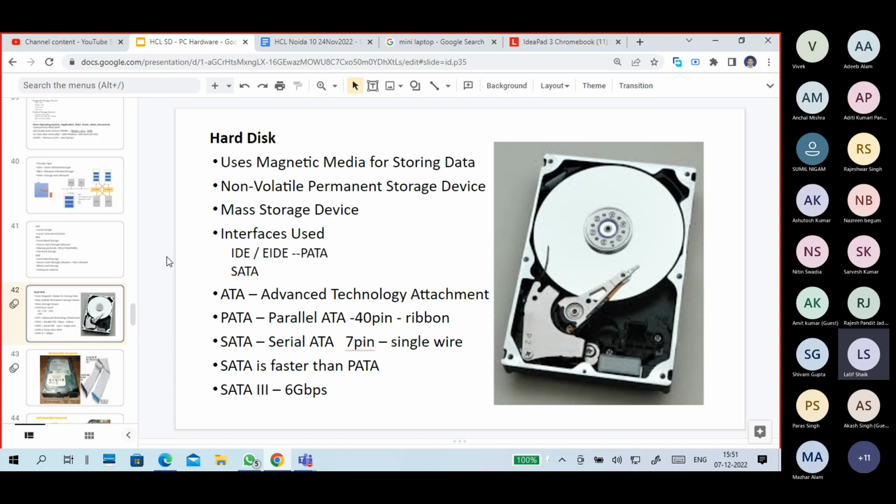SATA is faster than PATA. I didn't give any details here, but if you want, you can search for that. SATA is faster than PATA because of next level technology. PATA has had further development, so SATA is further developed as the SATA 3 interface we are currently using, that is 6 Gbps data transmission.